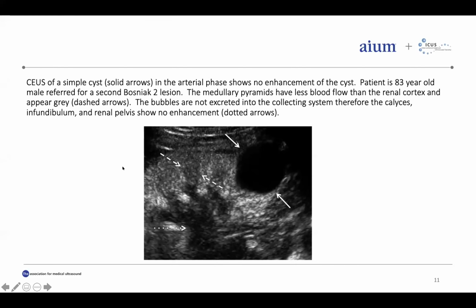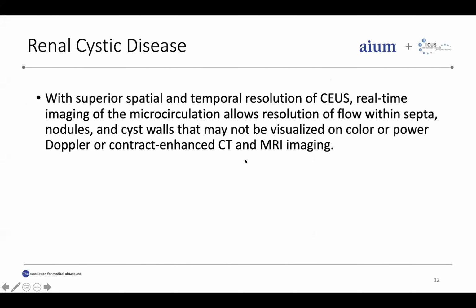The modern equipment allows us to get better quality images, but in reality, the older equipment provided enough information for us to make adequate diagnoses. And here you can see the medullary pyramids, which have less blood flow than the cortex, and here a simple cyst where you can see not one bubble within this cyst, confirming that there's no vascularity and therefore the lesion is benign.